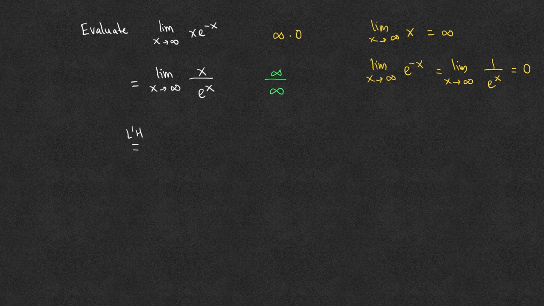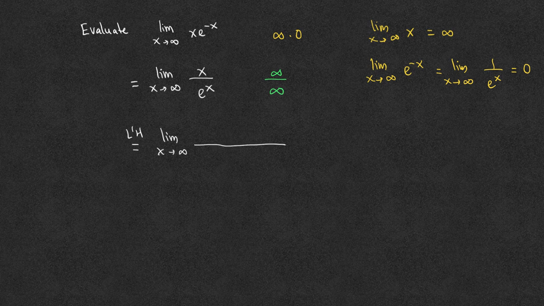In order to use L'Hopital's rule, we need to rewrite the given limit in terms of a ratio, and that ratio needs to be either infinity over infinity or 0 over 0. So this satisfies the condition of L'Hopital's rule. To use L'Hopital's rule, we differentiate the numerator and the denominator separately without using the quotient rule.